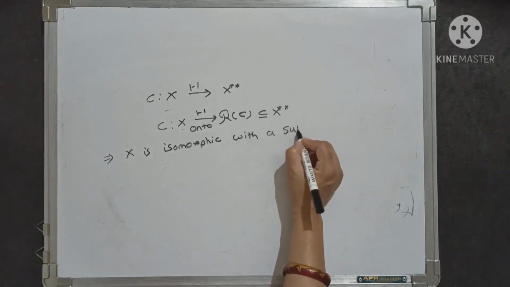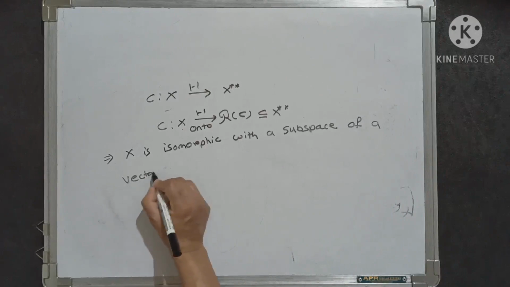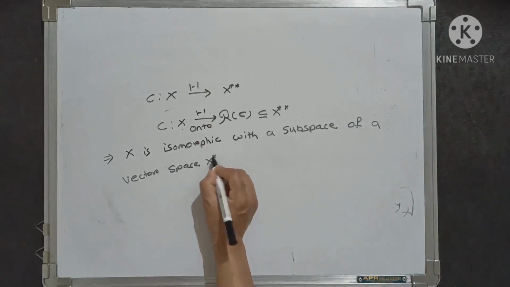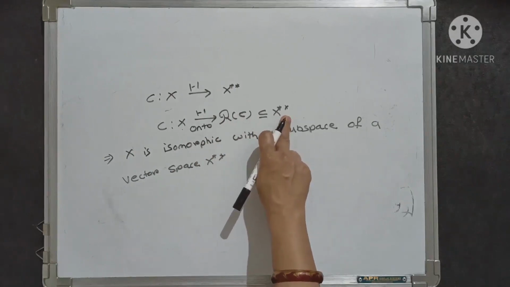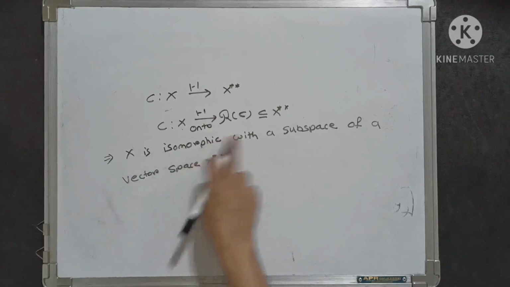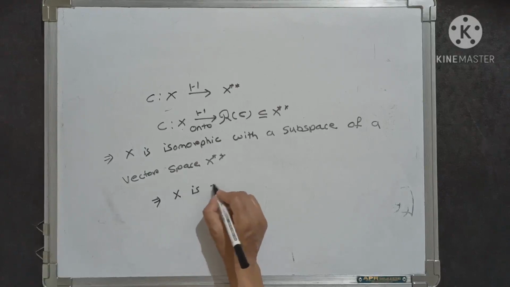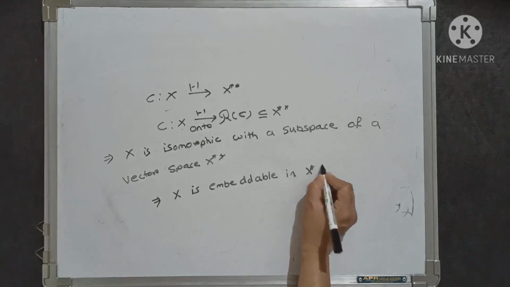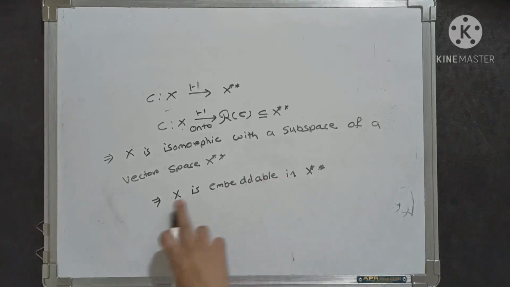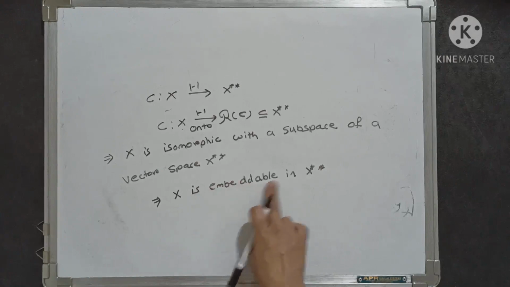It means that we say that capital X is isomorphic with a subspace of a vector space X double star, because here X is isomorphic to script R of C. Script R of C is a subspace of a vector space X double star, and this implies that capital X is embeddable in X double star, because capital X is isomorphic to a subspace of X double star.